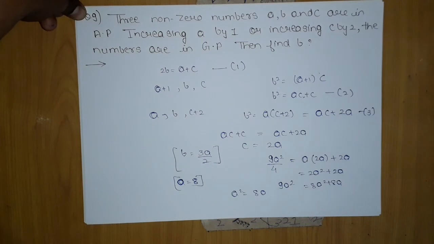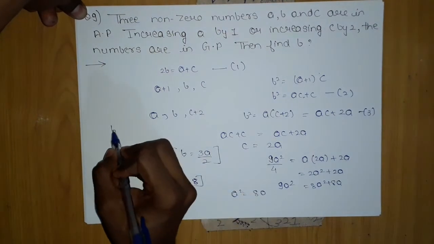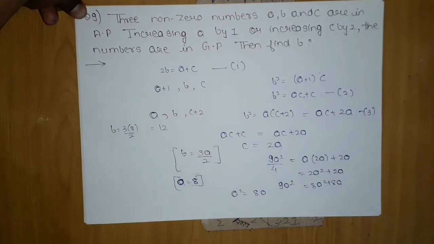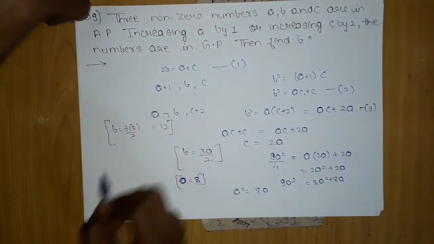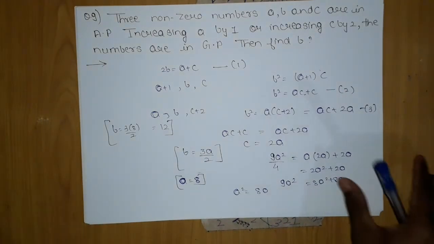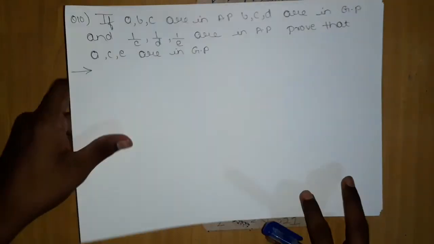Now we want to find B. B we can get using this, B is nothing but 3 into 8 by 2, which is nothing but 12. Similarly, I can get C. We got the B value, that is what I wanted to find, and that was the main thing in this question. So we are done with this question, and now we are going to move on to the 10th question, which is as follows.